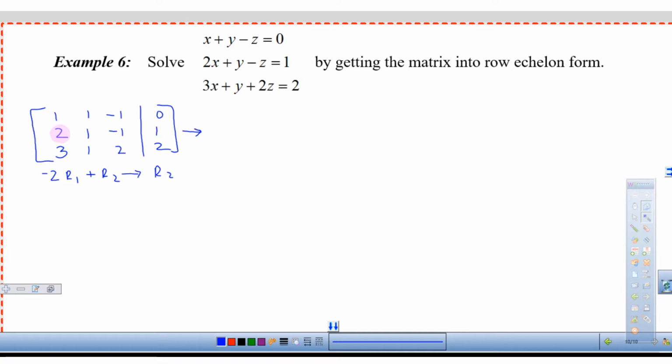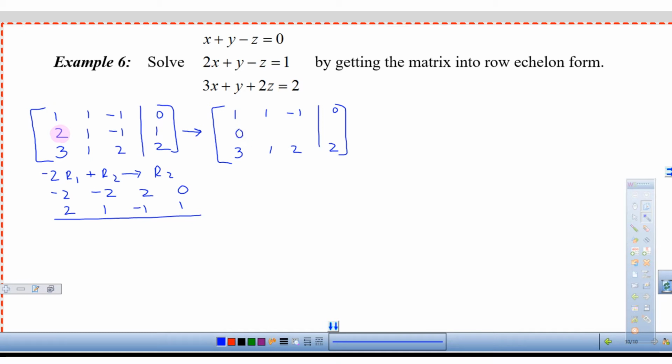So I'm going to come right here, and I'm not going to change my row 1, and I'm not going to change my row 3. Okay? Take a negative 2 across the top, and you have negative 2, 2, and 0. Underneath that, 2, 1, negative 1, 1. Now I'm going to add those together, and I get 0, negative 1, 1, and 1.